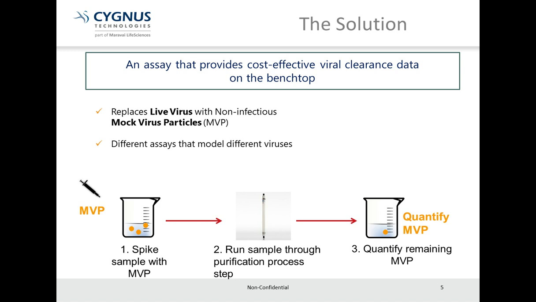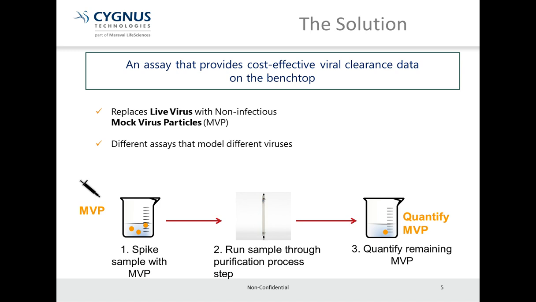The way a study will work is by first spiking your process load with this mock virus particle, and then processing that spiked load through your downstream process step, whether that's a chromatography column or a virus filter. On the other end of this step, you have your flow through, your wash fraction, or your elution pool, and now you can quantify the amount of particle that had been there relative to the amount that you've collected in these samples. From that, you can derive an LRV, a log reduction value.